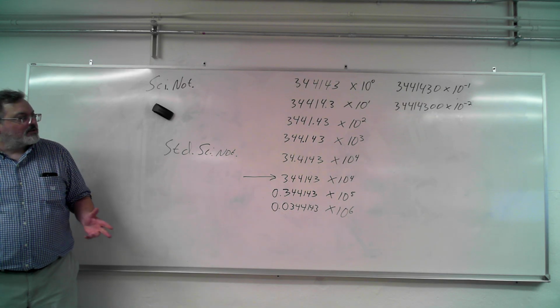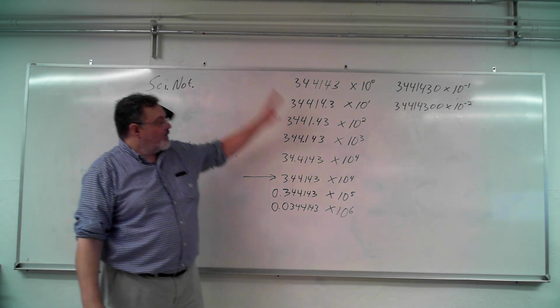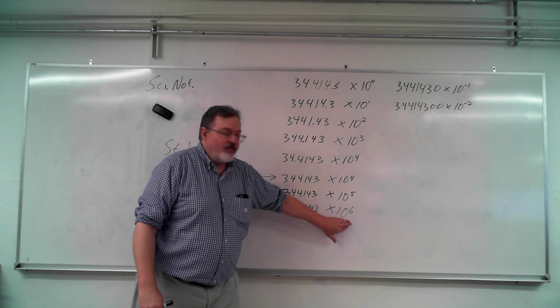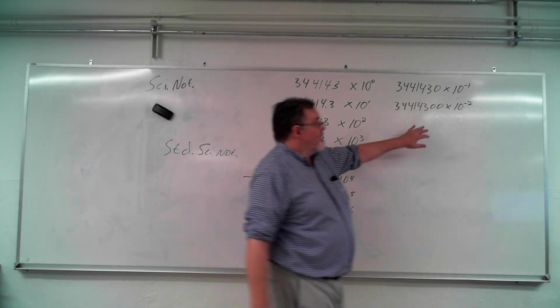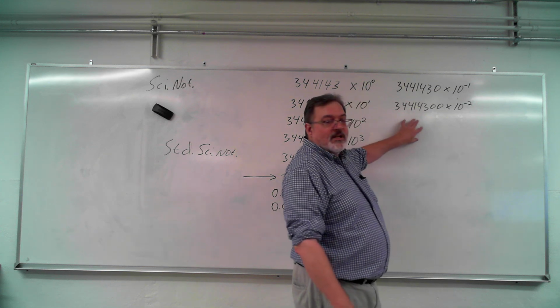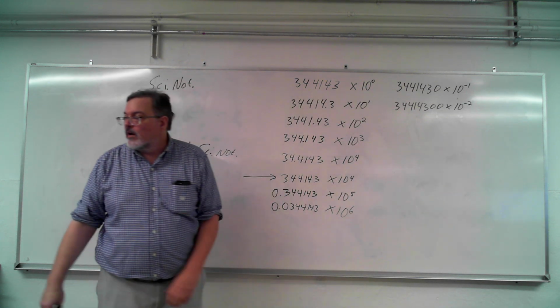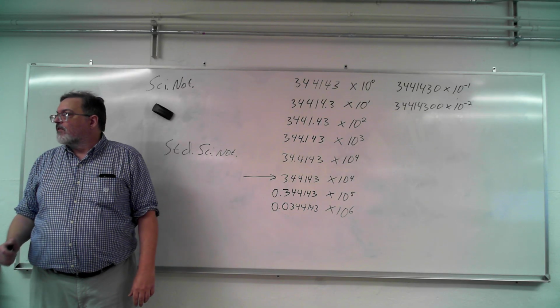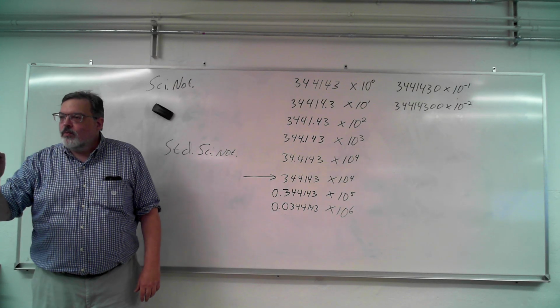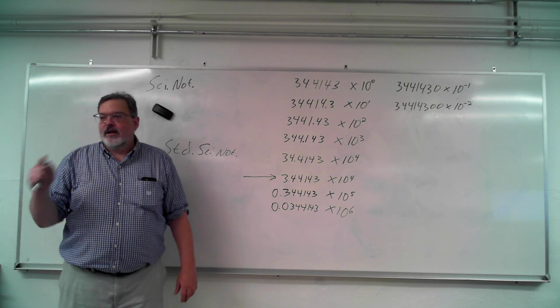Standard scientific notation means out of your infinite choices, because this really is infinite. I could go 10 to the 7, 10 to the 8, keep going, or I could go 10 to the negative 2, 10 to the negative 3, and as long as I keep changing this number accordingly, there's an infinite number of ways to represent any number in scientific notation. But there's only one way to represent it in standard scientific notation.